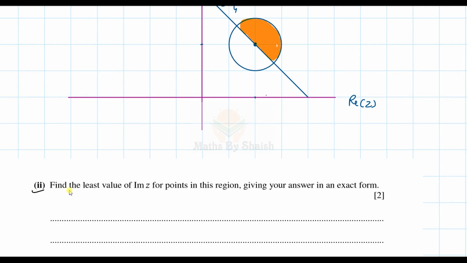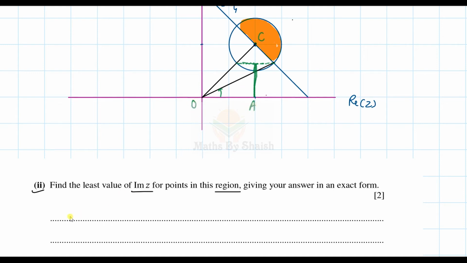Find the least value of imaginary z for points in this region. Give your answer in the exact form. We know that the least will be at this point. At this point it is going to be the least. Mark it O, A, and this is C, let's say.